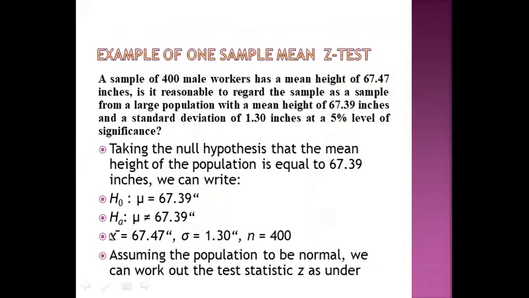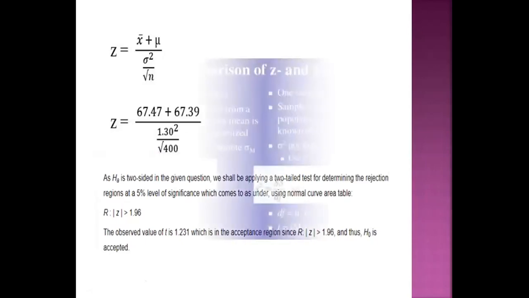After writing the null and alternate hypothesis and x bar, assuming the population to be normal, we apply the one sample z-test. After applying the formula, we see that this is a two-sided test and we apply the two-tailed test for determining the rejection region at 5% level of significance using the normal curve table. We see that the critical value is 1.96. Our observed value of z is 1.231, which is in the acceptance region since it is less than 1.96. Thus, H naught is accepted because if the table value is more than the calculated value, we accept the null hypothesis.